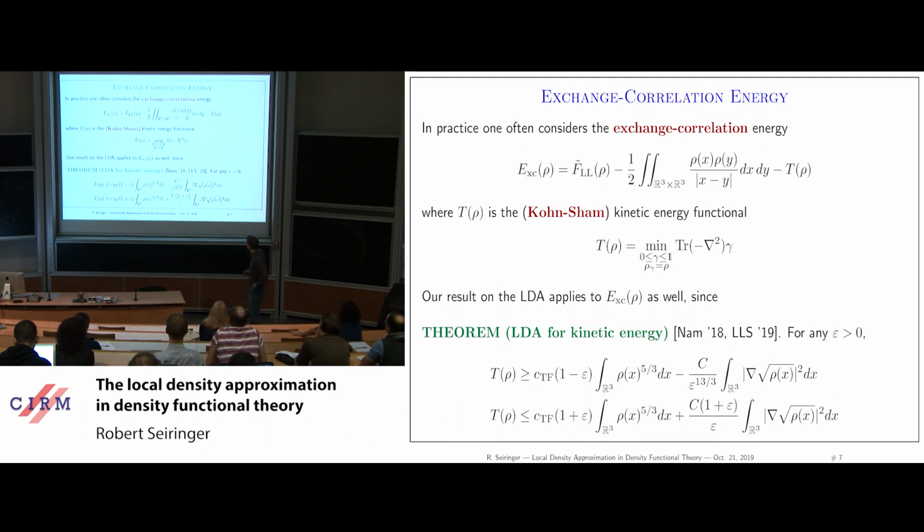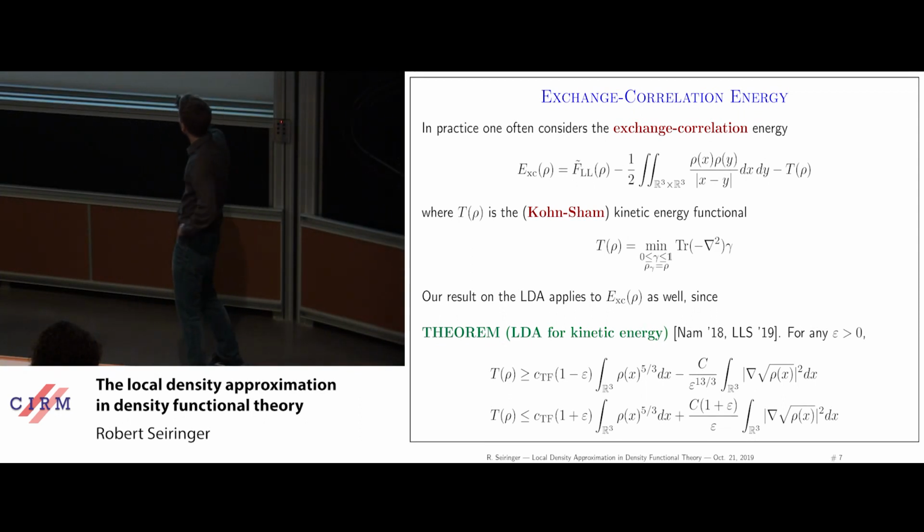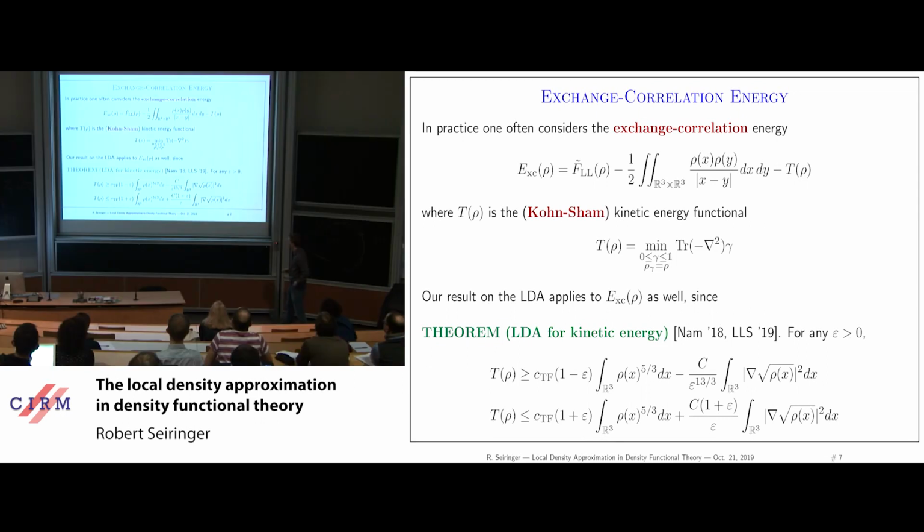In fact, the lower bound is due to Nam, and it's a generalization of the Lieb-Thirring inequality, right? I remind you, the Lieb-Thirring inequality says that the T of rho you can bound from below by a constant times the integral of rho to the 5/3. Okay, and it's a famous conjecture that this constant you can actually take to be the Thomas-Fermi constant, but this is not known. What Nam has proved recently is that you can make this constant as close as you want to the conjectured Thomas-Fermi constant. So there's a 1 minus epsilon, and epsilon is arbitrarily small. But the price you pay is again a gradient term with some inverse power of epsilon.